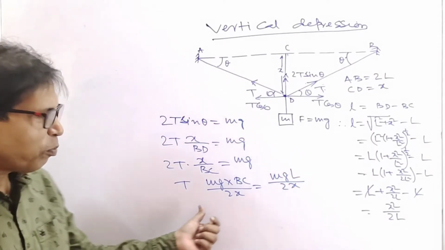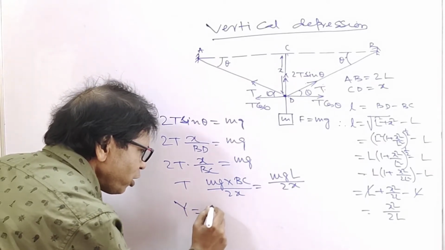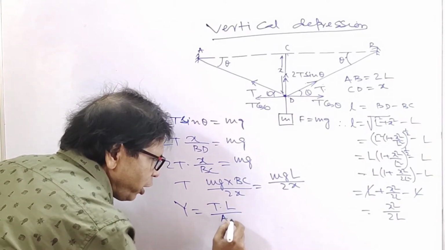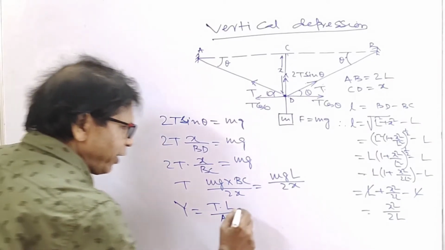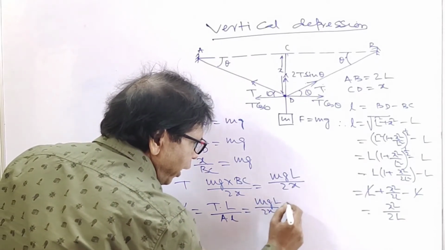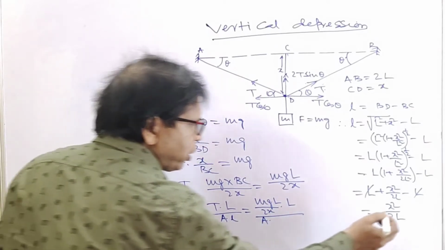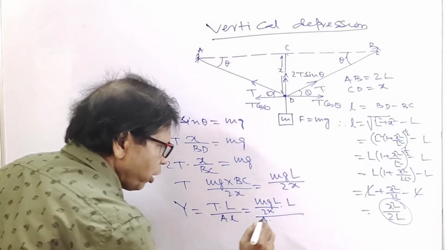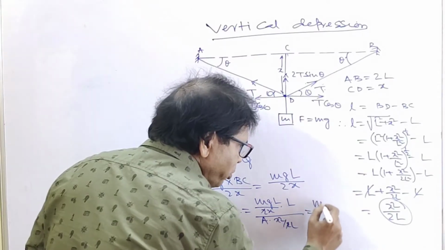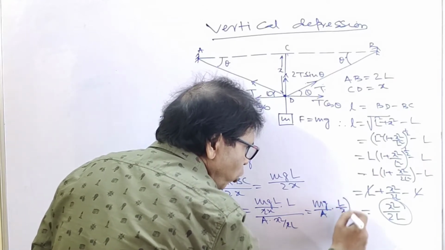Now from the definition of Young modulus, Y is equal to force into length divided by area of cross section into small l. Now what is the tension? Tension is mgl by 2x and this is the L. Here what is the elongation? Elongation is x square by 2L. So this is mg divided by A into (L by x) whole cube.